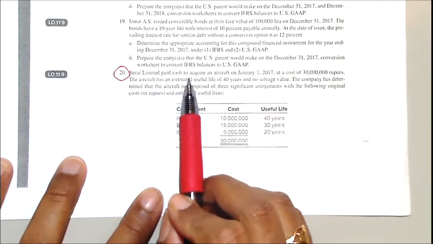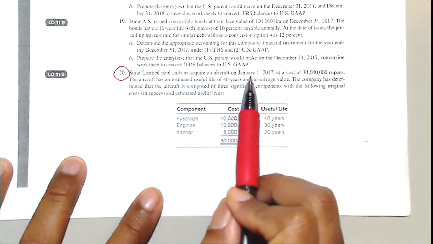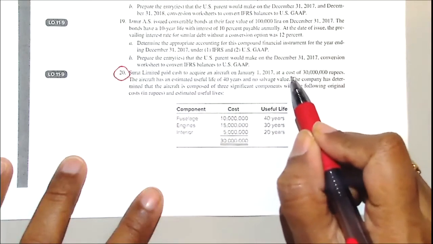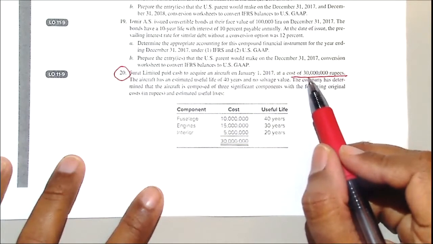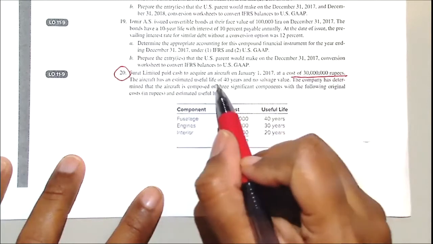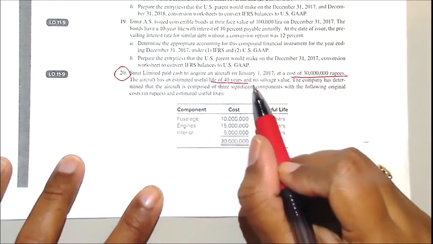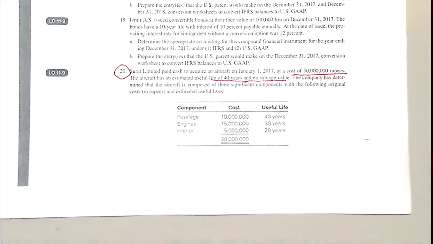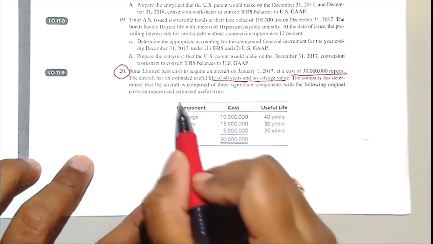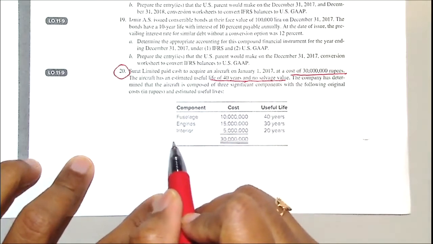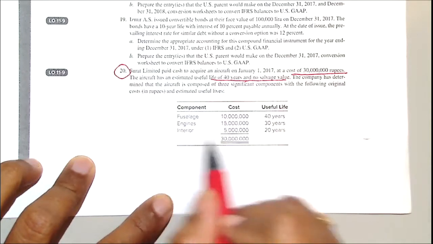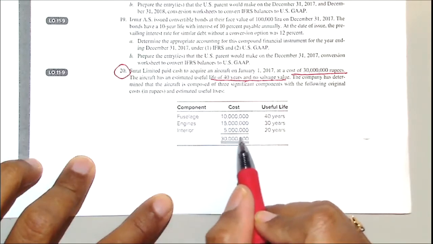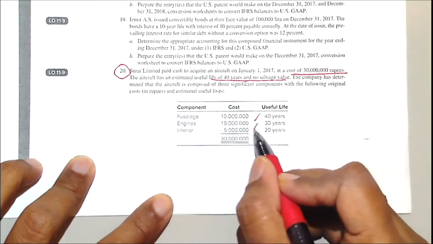Surat Limited paid cash to acquire an aircraft on January 1st. It's an Indian company, so the currency is rupee. They purchased an aircraft and paid 30 million rupees. The entire life is 40 years, no salvage value, and we're going to do straight-line depreciation. But they determined that the aircraft has 3 significant components: fuselage, engines, and interior. These are the costs, and for each component you have different lives.